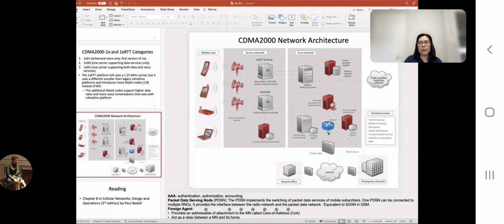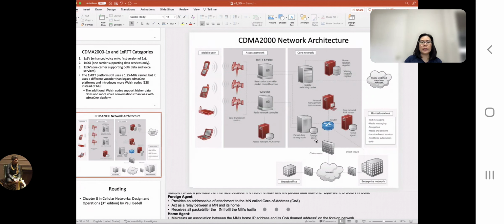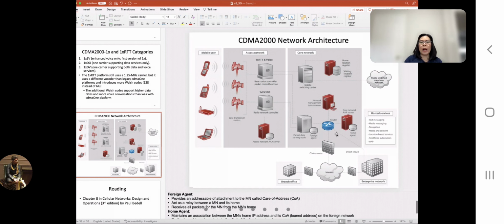And now we have something called the foreign agent and the home agent. So what is the foreign agent and what is the home agent? The foreign agent and the home agent support roaming. When one mobile user roams from one network to another, from one carrier to another, the foreign agent and the home agent work together in order to deliver data to the user.